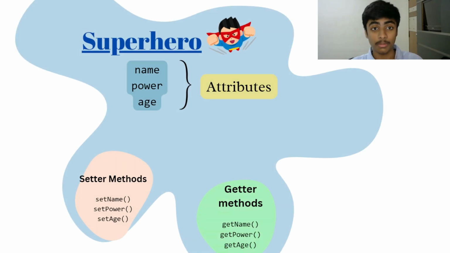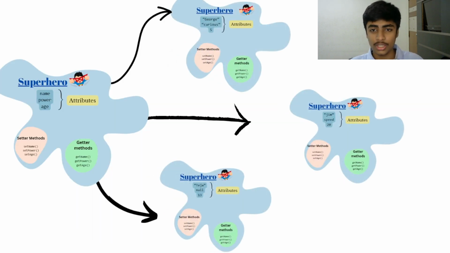Right, so now that we actually made our class, we're going to make objects using this class. And we know what an object is. An object is just an implementation of your class. So I made 3 objects using the Superhero class. And as you can see, I have 3 different objects which are all just implementations of my original class.